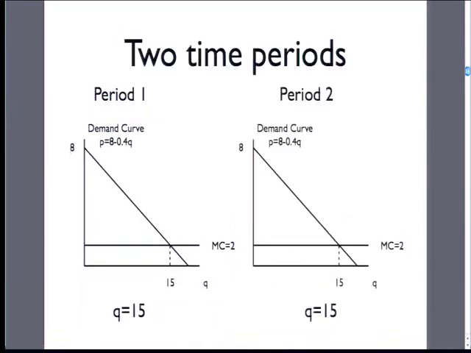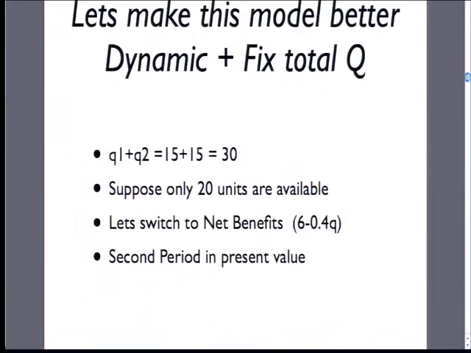But let's make this a little more complicated now. Let's make it a dynamic model, and let's say we have only so much quantity to consume. There's only so much oil, there's only so much in our mine, and we have to figure out how to spread it over 2 years. In our first case, we had Q1 equals 15 and Q2 equals 15, for a total of 30. Let's now restrict that to 20. Let's say there's only going to be 20 units total available.